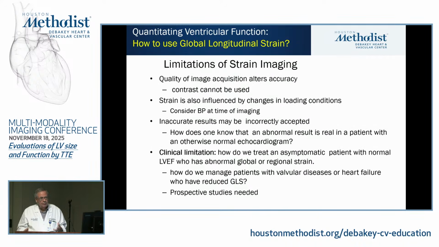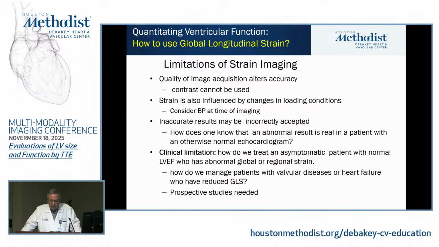Now, the things we have to pay attention to and be careful. First of all, as we mentioned at the beginning, the strain that we're getting may not be accurate. So quality of image acquisition, foreshortening, all these things that affect regular 2D can affect strain, and today still with most machines, we cannot use contrast. Strain is also influenced by changes in loading conditions, so it's good to always have a blood pressure around to consider when reporting it. Inaccurate results may be incorrectly accepted, and that's the one that worries us the most.